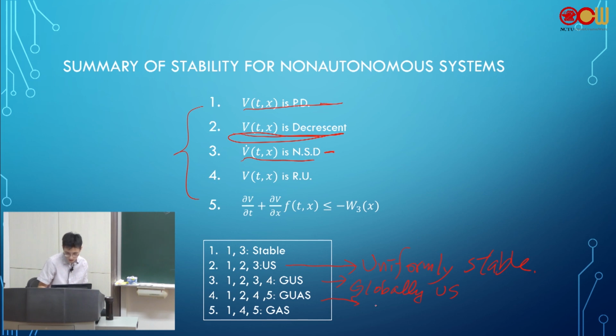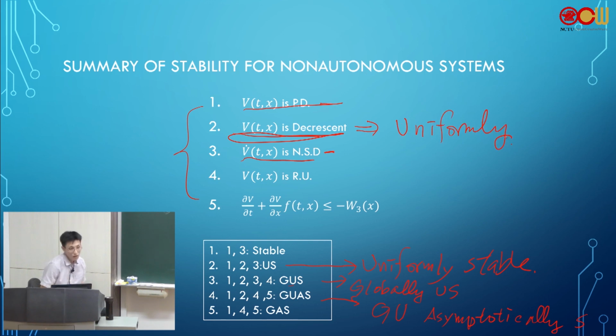The second case satisfies the first, second, and third conditions. Then we say the system will be uniformly stable. If it satisfies the first 4 conditions, 1, 2, 3, 4, the system is globally uniformly stable. For 1, 2, 4, 5, it is uniformly asymptotically stable. So the takeaway is that this one means uniformly.